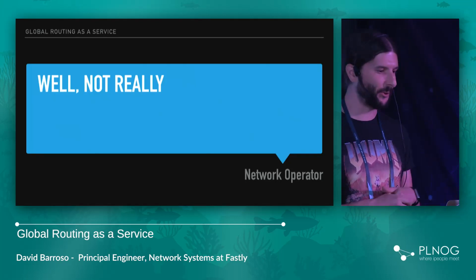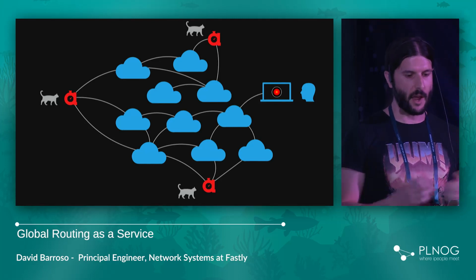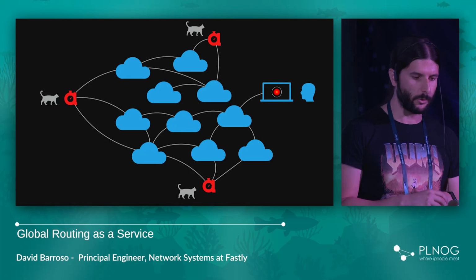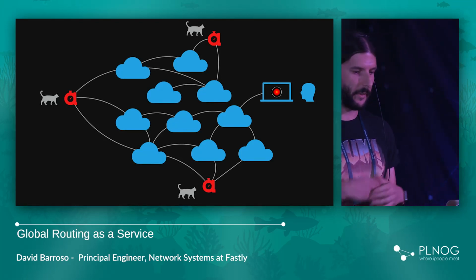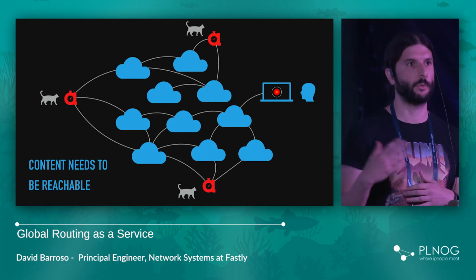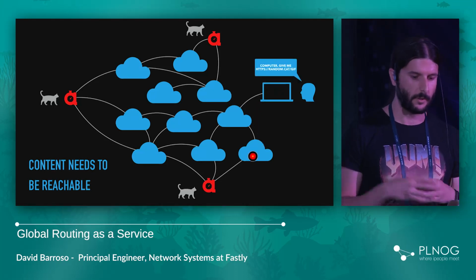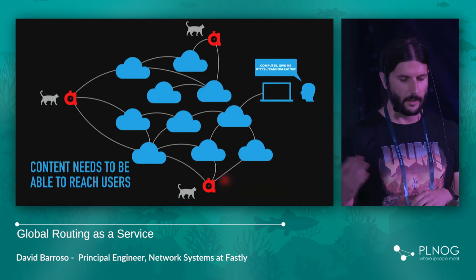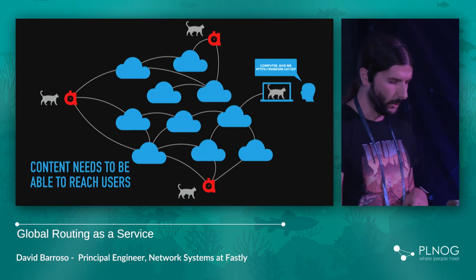We're all network operators. We know that things are not that easy. So let's imagine for a second that this is the internet. We have a bunch of networks connected to each other. We have a few POPs with very funny cat GIFs, and then we have a user. So the first thing is that the content needs to be reachable by that user. So if the user asks for one of those funny cat GIFs, it knows where to go and find it. And then finally, the cat needs to reach the computer somehow.